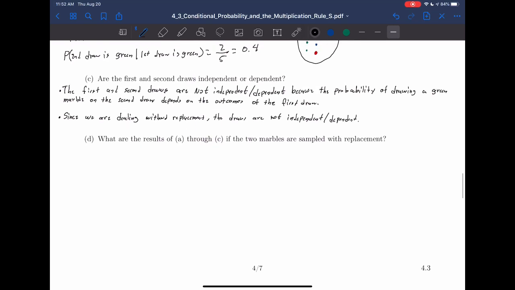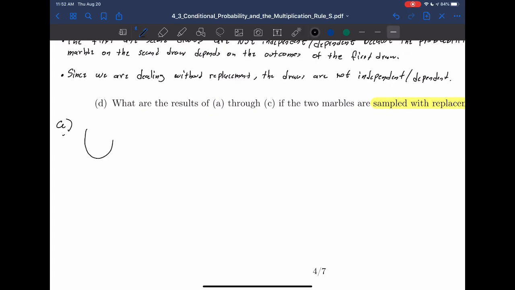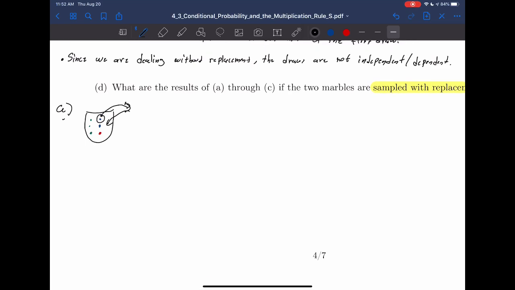So let's consider the same problem, parts A through C, but in this case, we're going to do sampling with replacement. And that's going to change things a little bit. It's actually going to make things a little bit easier. So let's consider a bag with 3 green marbles, 2 blue marbles, and 1 red marble. Let's say we take out 1 blue marble, but since we're doing it with replacement, we actually put it back. So the number of marbles stays the same. So there are 3 green marbles in a total of 6 marbles.